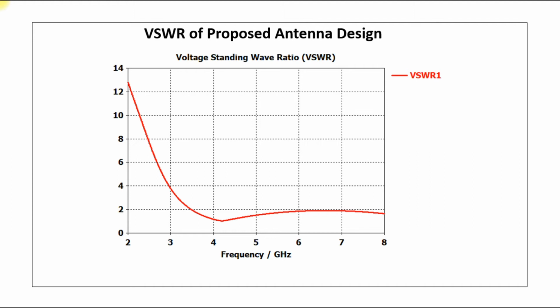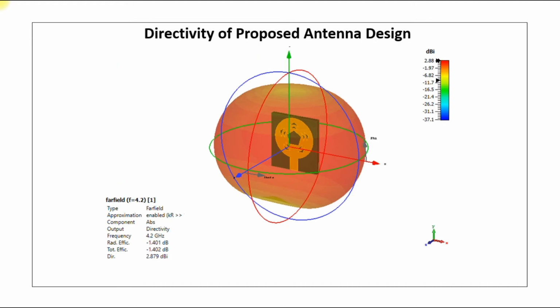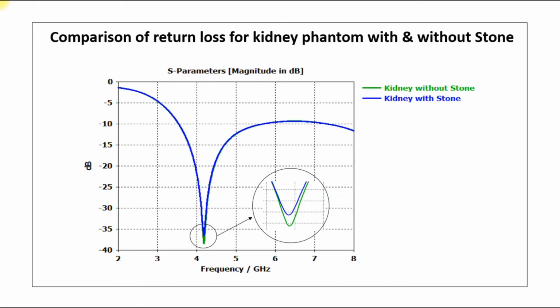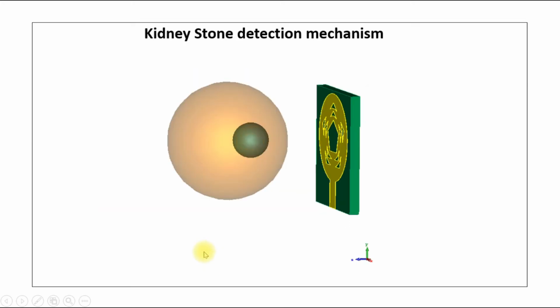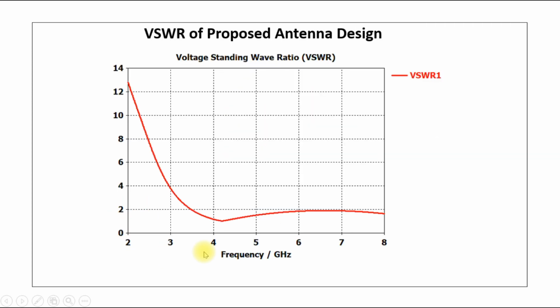Why am I saying 4.2? I will show you the reflection. This is the reflection coefficient, and you can see that the antenna is actually resonating. This dip over here is the resonation point, and this dip is exactly at 4.2. That's why we are taking that point on the VSWR.